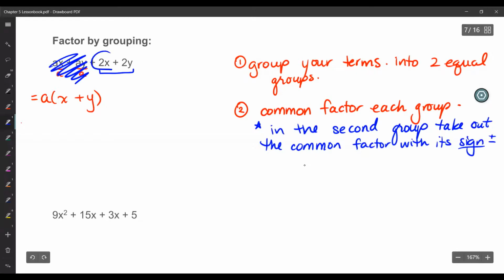So in this case, I would be taking out a positive 2. So I'm going to put positive 2 here. And when I common factor that out, it means I have to divide it out from each term and write what's left inside the bracket. So I will get x plus y.